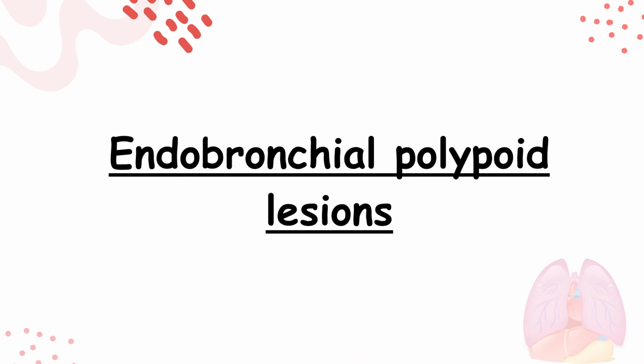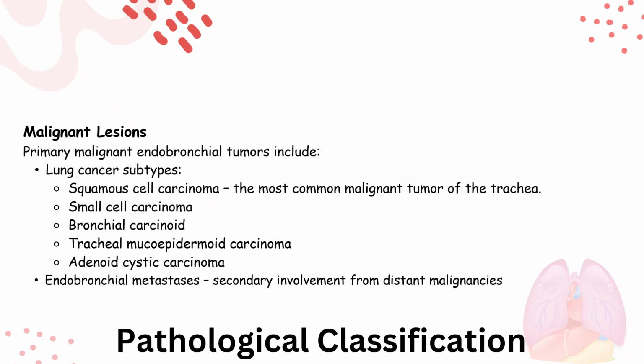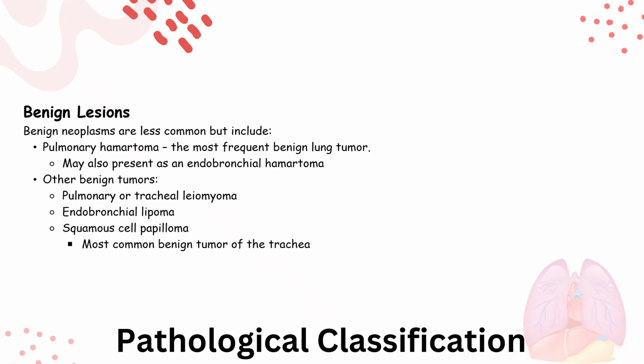Hello friends, continuing with our series of benign endobronchial polypoid lesions. As you all know, endobronchial lesions can be benign or malignant. Malignant lesions include primary lung cancers as well as metastasis from other areas. Most common benign lesion is pulmonary hematoma, which we have already discussed.